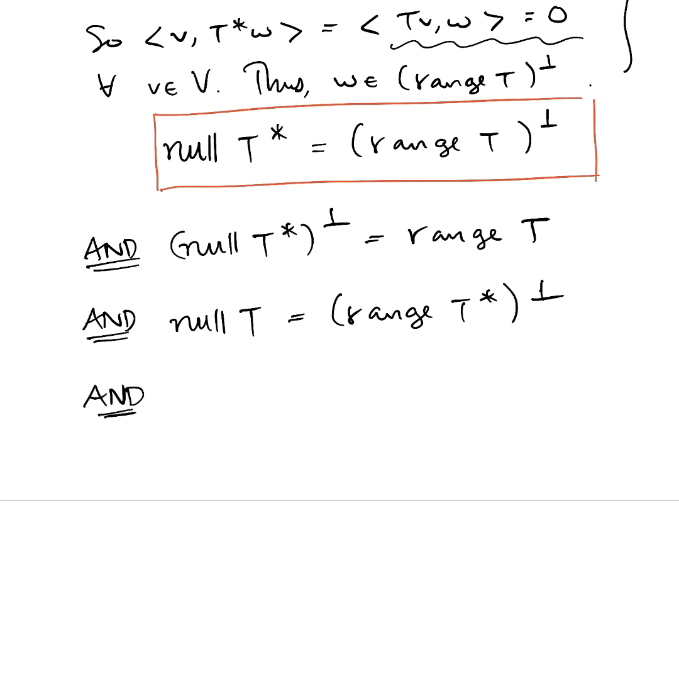So 7.7, in the book, it looks like it's 4 statements. It's really 1 statement. It's the red box. Anyway, we could perp both sides of that if we felt like it. And that tells you how the null space and range of T and T star are related to each other. Anyway, that's 7.7.